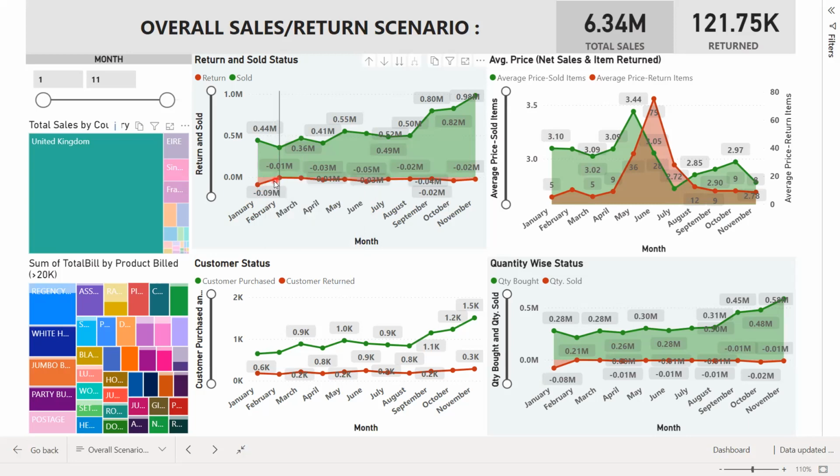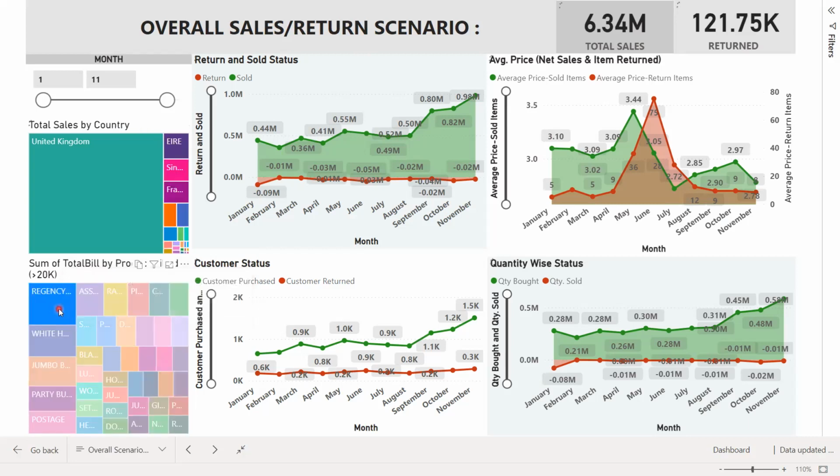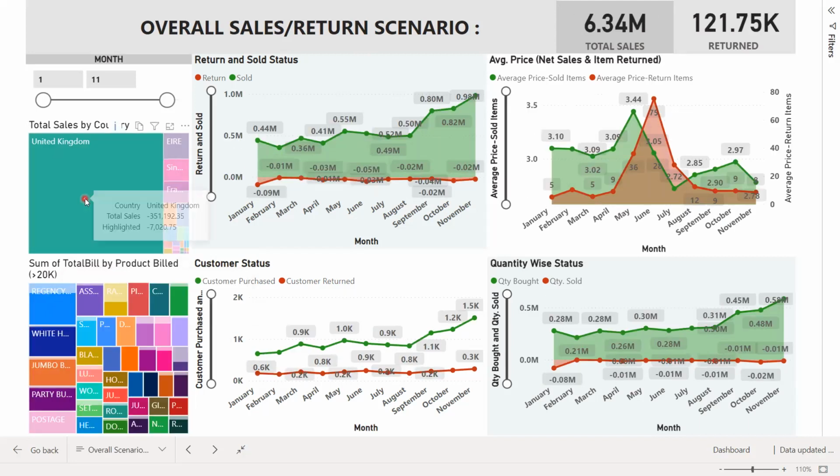But again, if you try to understand the return-wise status, then it was large in the month of January, but it has reduced. So customer-wise, sold and return-wise, the United Kingdom is the country where we need to pay attention because we are generating good business from this country. And further, if we want to see which products were cancelled by them, this is the list of the top products where the people of this country have returned the items. So again, Regency was there, and other items are there.